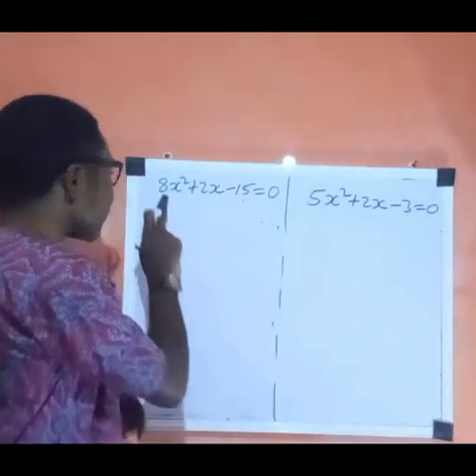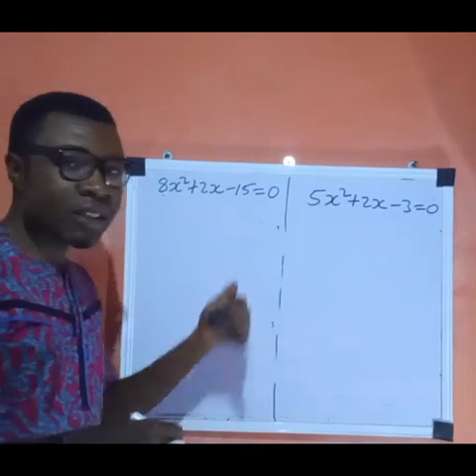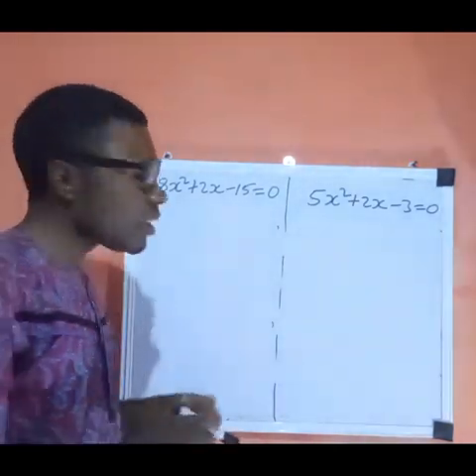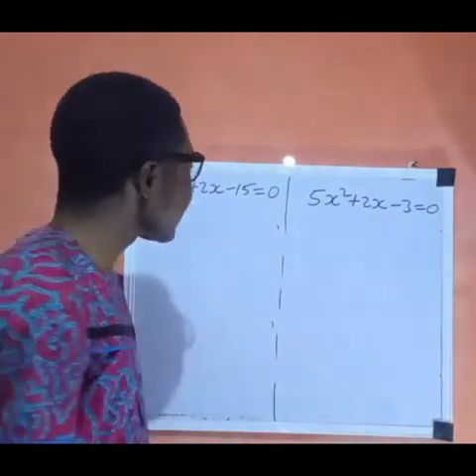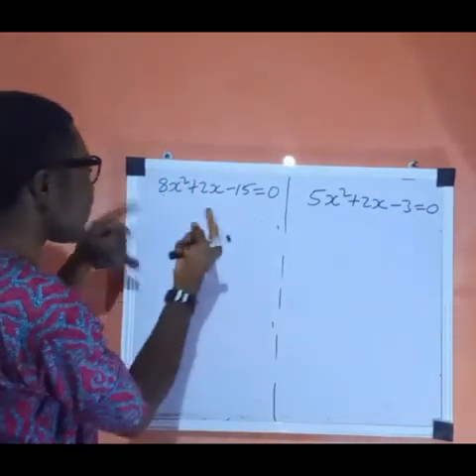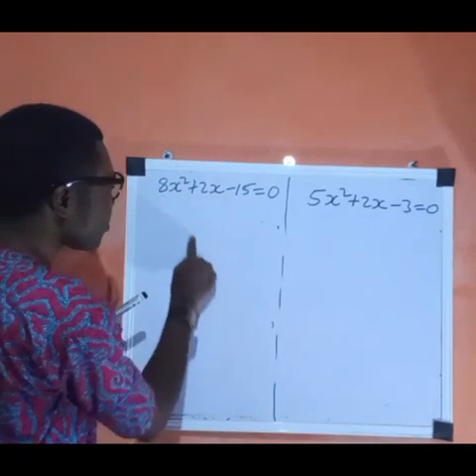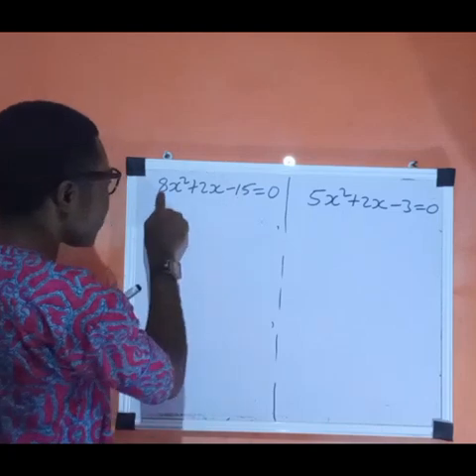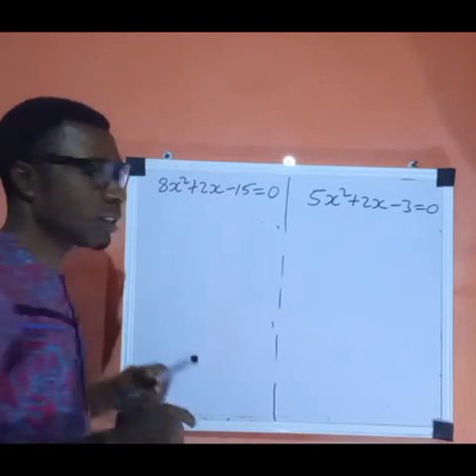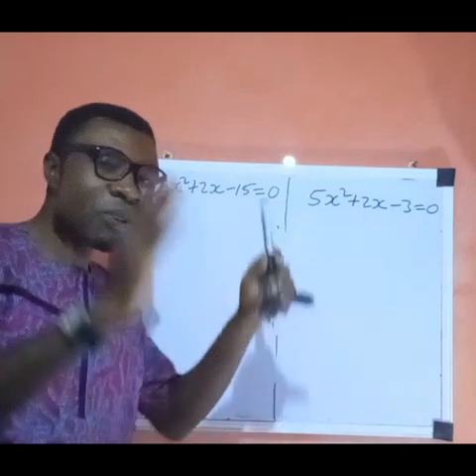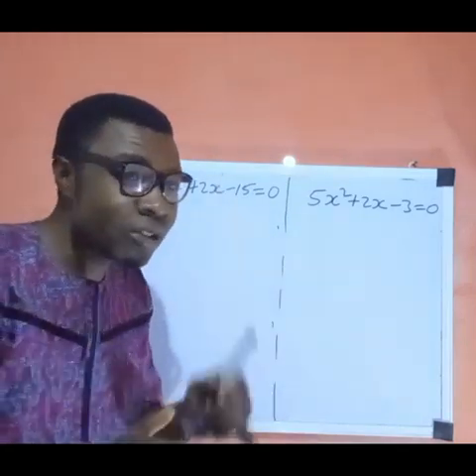You see, students run away from factorization in quadratic equation. They prefer using the formula because it takes time for them to identify two numbers that will sum up to this and whose product will be this, the product of the coefficient of x squared and the constant. No, there is something you will do and you get it exact. You don't even need to guess.